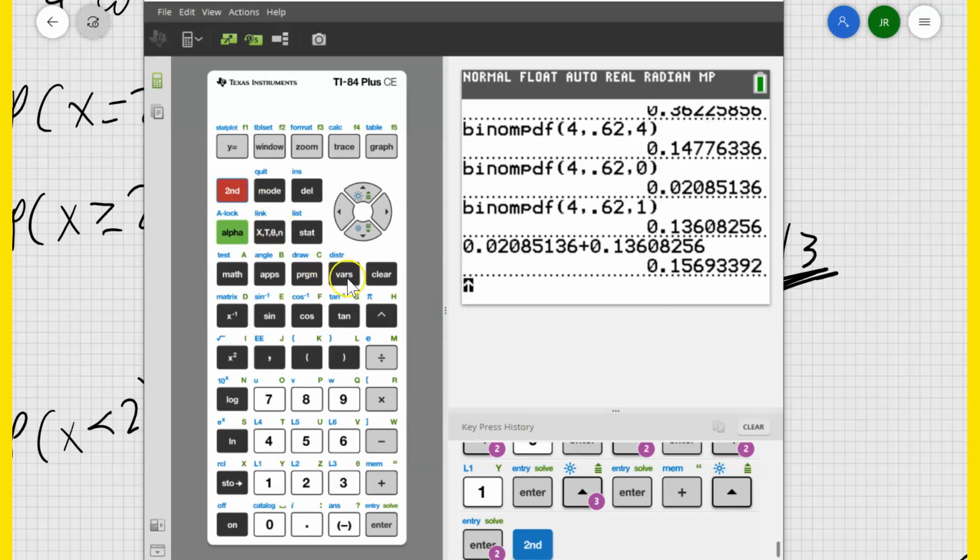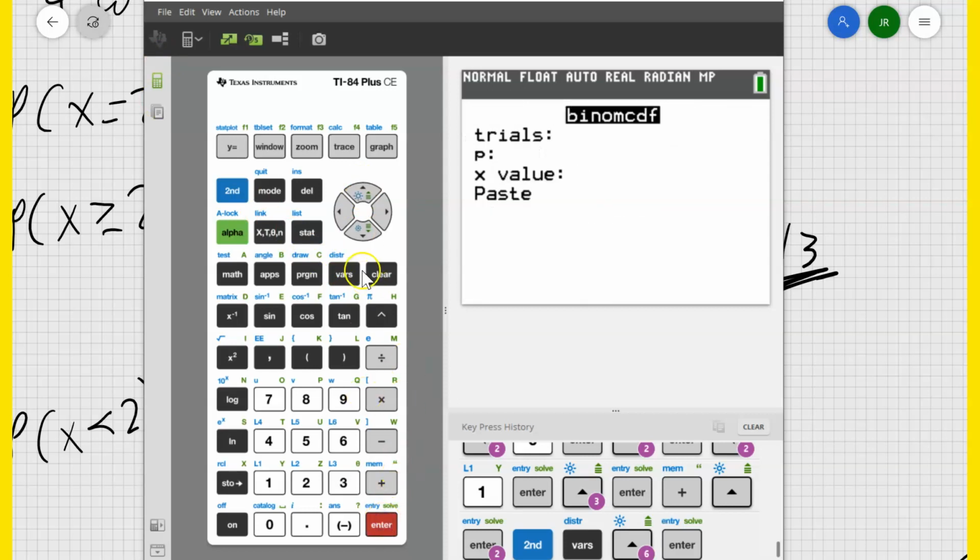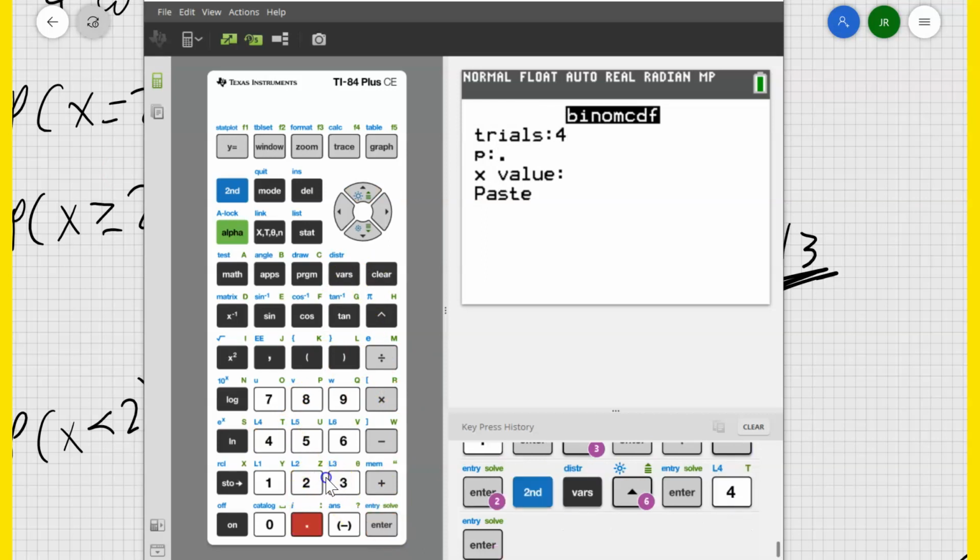So if I go to second distributions, and instead of doing Binomial Pdf, I can go Binomial Cdf. All right, the number of trials is still 4. The p-value is still 0.62. Let's say this is a cumulative distribution function. So whatever I put in for X, it's going to tell me the probability that it is at most that number, that everything leading up to that number is going to add all the probabilities up all the way up to the number you put in.